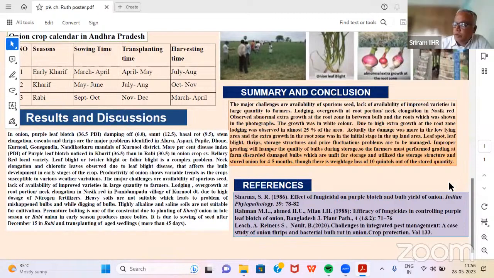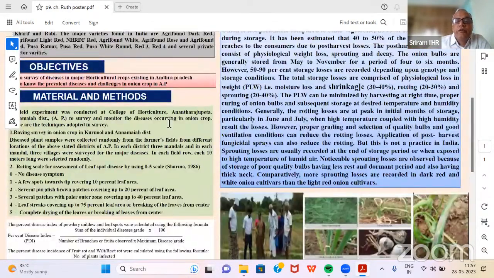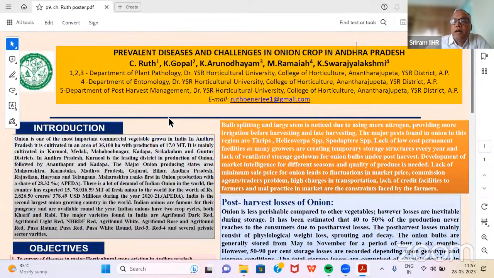Madam, I have just two queries. Do you have Stemphylium incidence and severity also in your place? Between Alternaria and Stemphylium, which is very severe in your place? Yes, sir, Alternaria blotch is a major problem, and also some Colletotrichum problem is there in some mandals of Kurnool district.